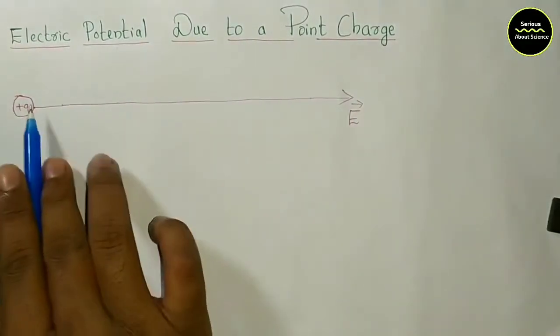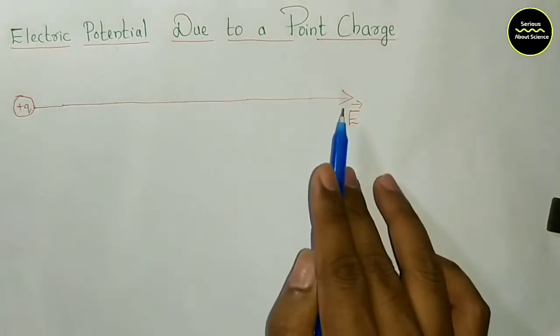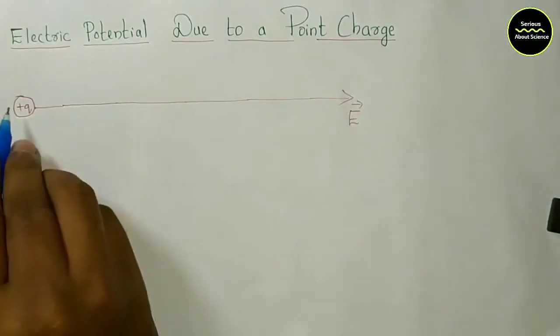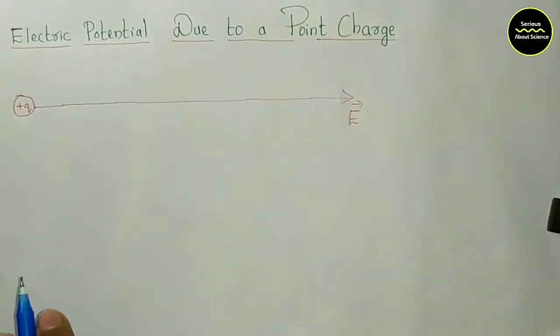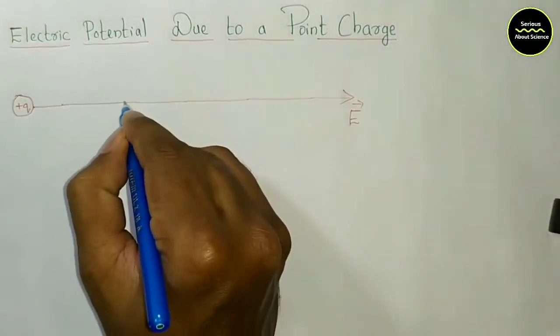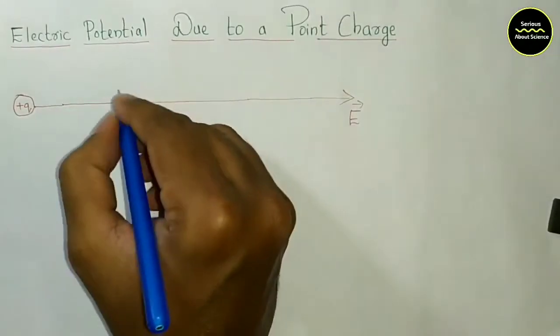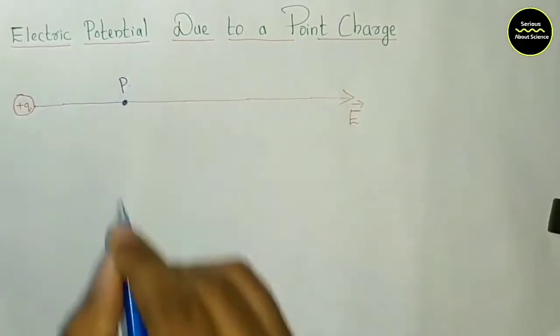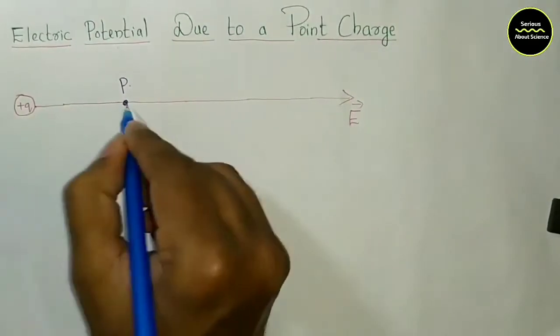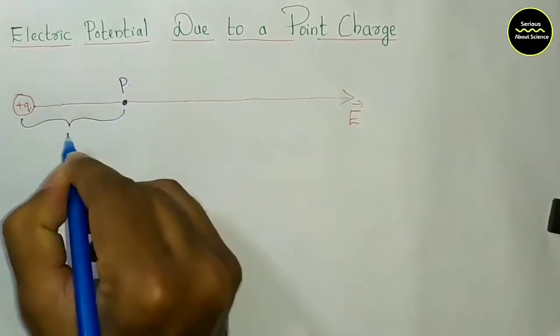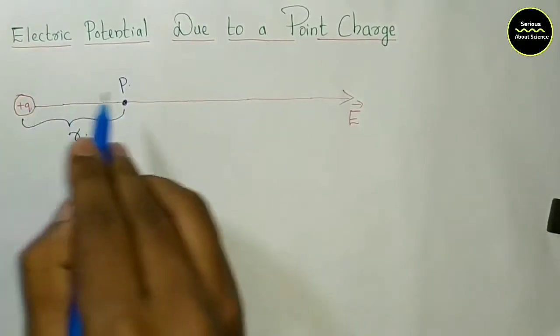The next step is a point P is taken at a distance R apart from the source charge at which the electric potential is to be determined. So from the source charge, I am marking a point P here, which is at a distance R from the plus Q charge.